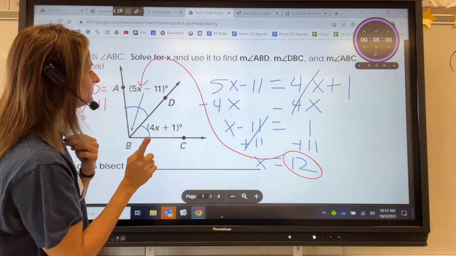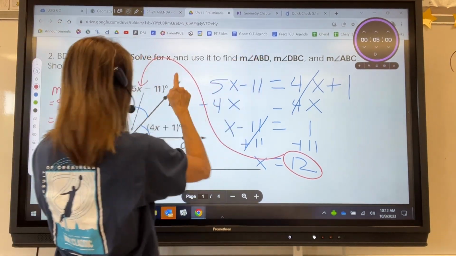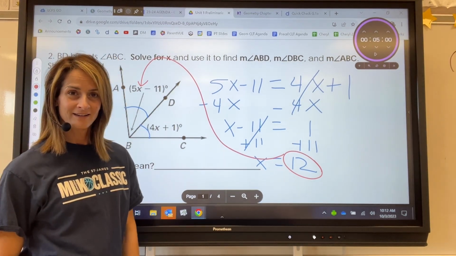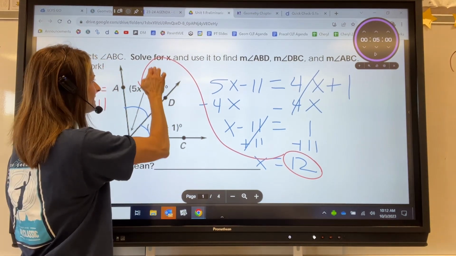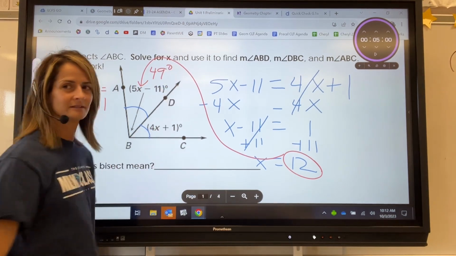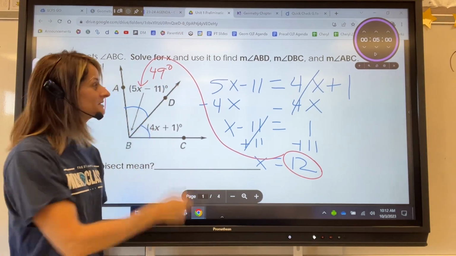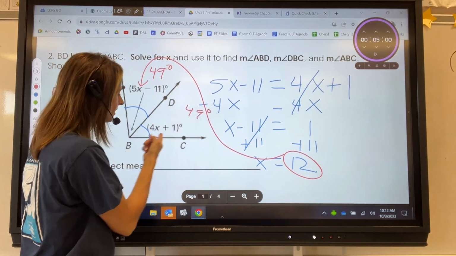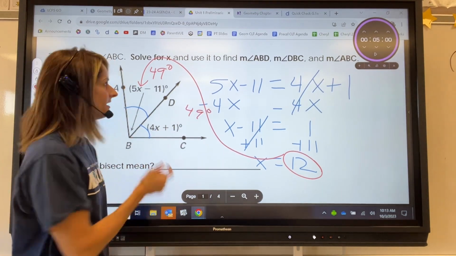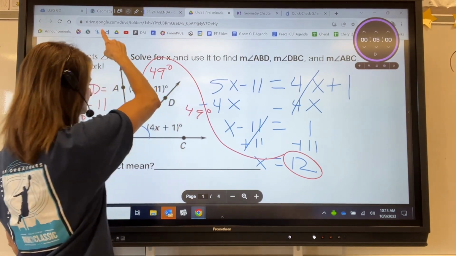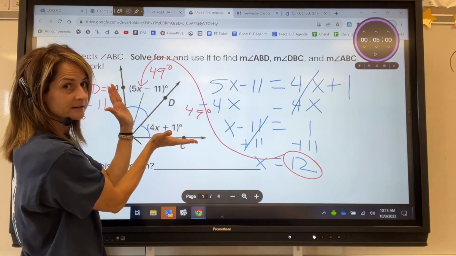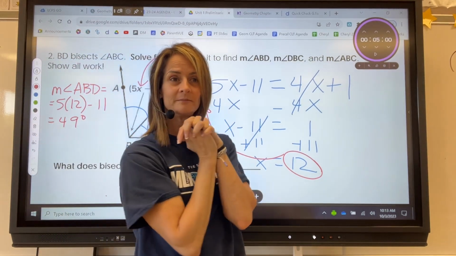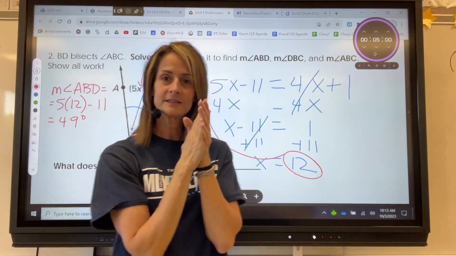We also have to find the measure of DBC. If the measure of this angle is 49 degrees, and this angle's been bisected, what's the measure of this angle? 49. Yeah, we could go ahead and plug it in as well, but we're going to get the same thing. And now what's the measure of ABC? ABC, the entire thing. 49 times 2. 98. Right? 98 degrees. And that's it for this video.